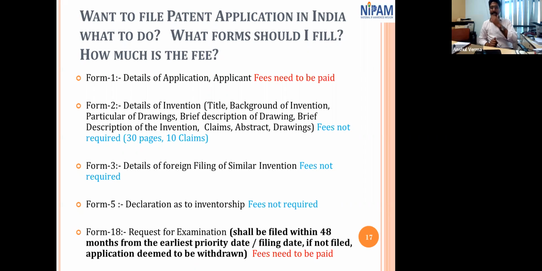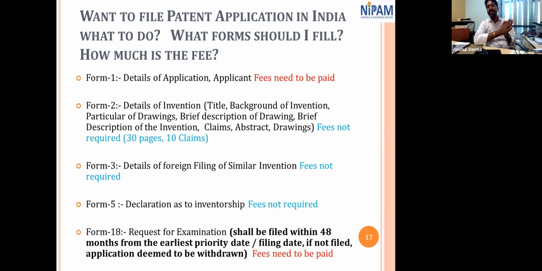And similarly, in the case of colleges and universities, the faculty or the student who has filed for the patent will be called the inventor, and the college name or the university name will be called the applicant. So there's a difference between the applicant and the inventor. In Form 1, it is the basic details that we give. All right. In Form 2, we have to give the details of our invention.